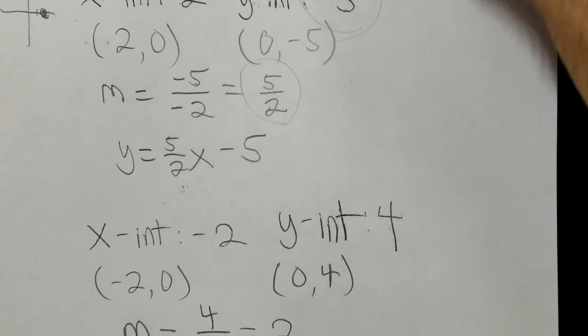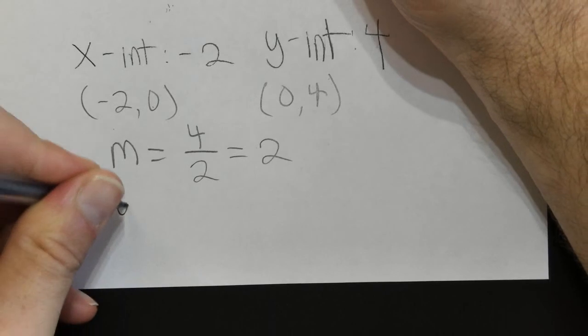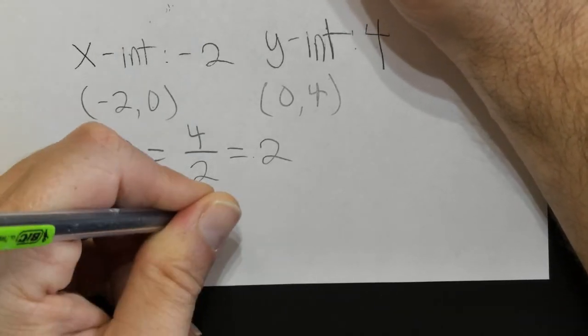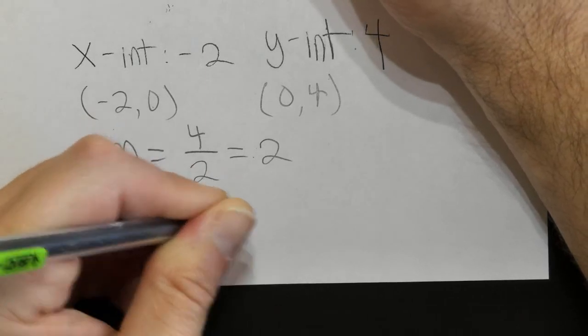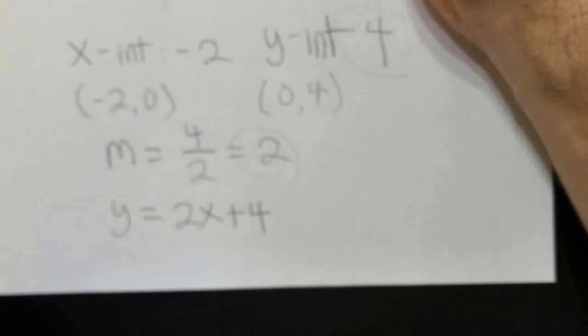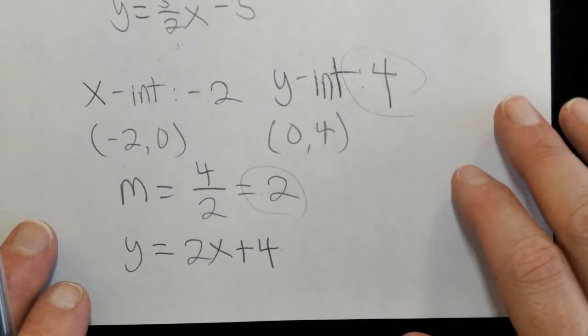And now once again, I am ready to go ahead and write in the equation for this line. y equals 2x and then plus 4 is the correct answer. All right, because remember, once you have the slope and the y-intercept, those are the only two things that you need to write in the equation of the line, and then we're done.